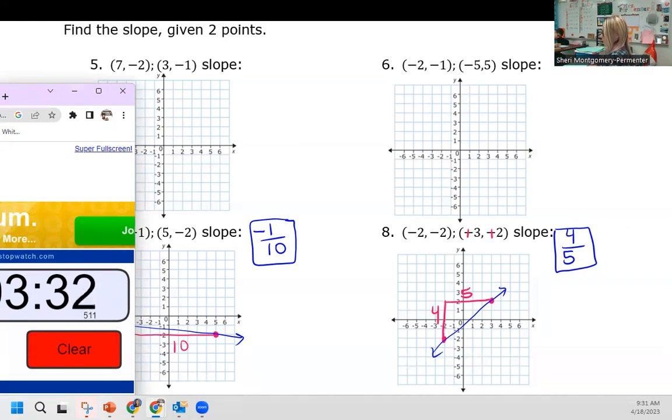No, so, the slope is only the number in front, it's not the X. That's exactly right.